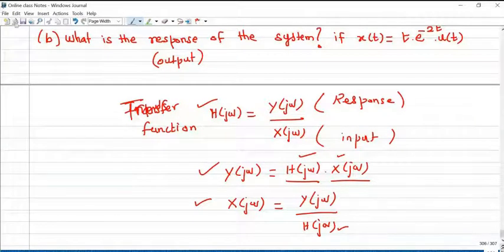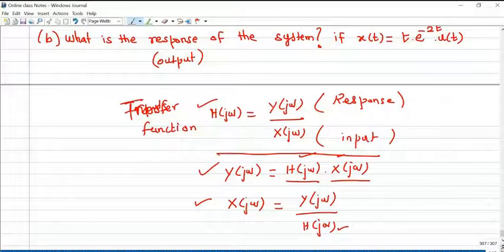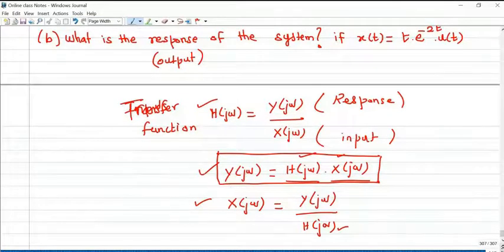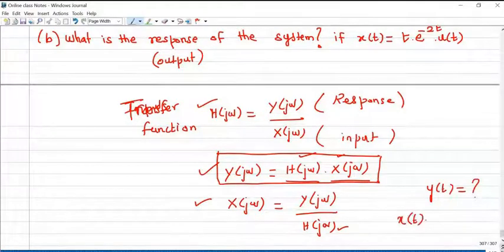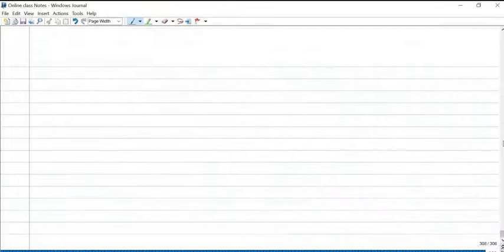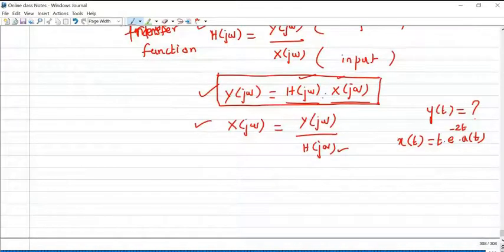The same problem. Okay, so what I told you: if you want to calculate y of t, we must first obtain this expression. Then the inverse Fourier transform of Y of j omega gives y of t. Correct? So now, the question is, what is y of t? X of t is given. Right, first step, Y of j omega. Y of j omega equals H of j omega times X of j omega.